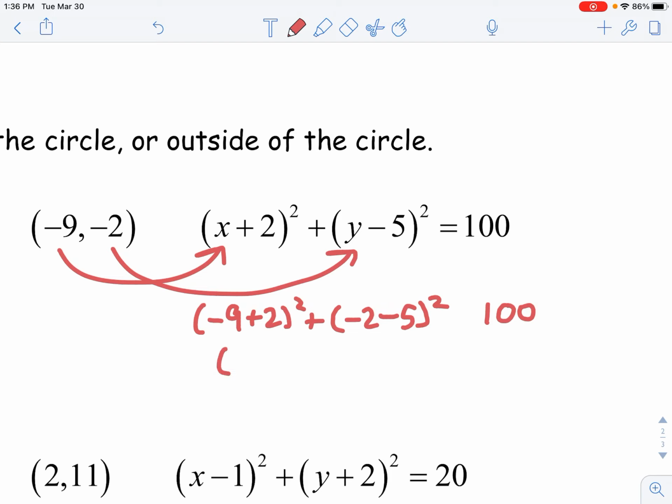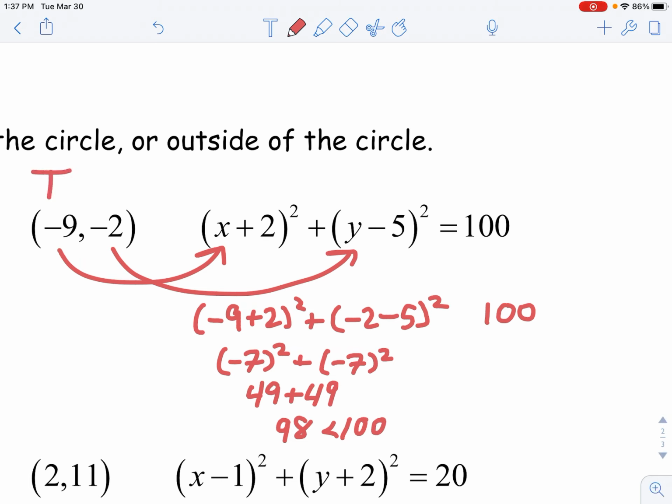-9 + 2. Again, we have to be really good at eliminating calculator errors. I'm going to get -7. -2 - 5 is -7. Negative times a negative, -7 squared is positive 49. We get another positive 49. 49 + 49 is 98, which is less than 100. So this lies inside the circle.